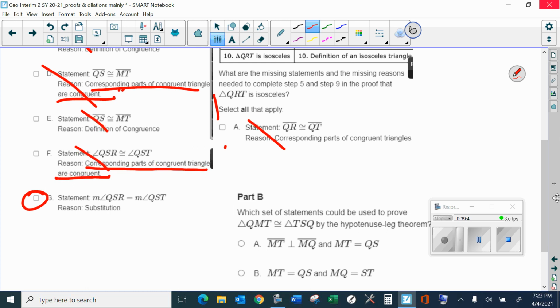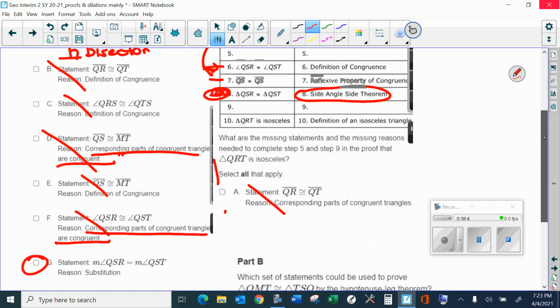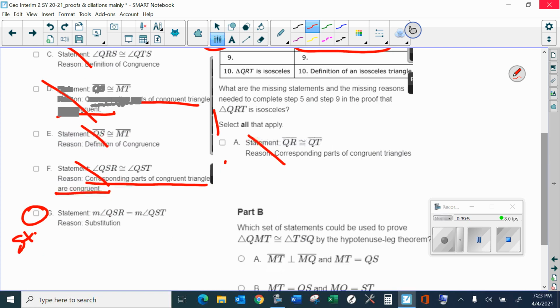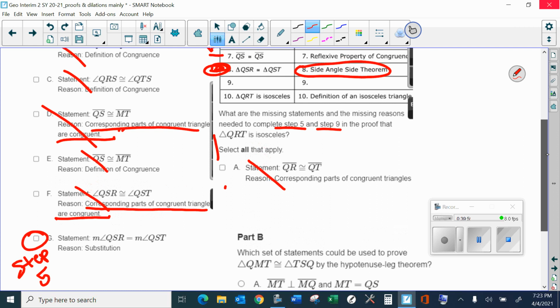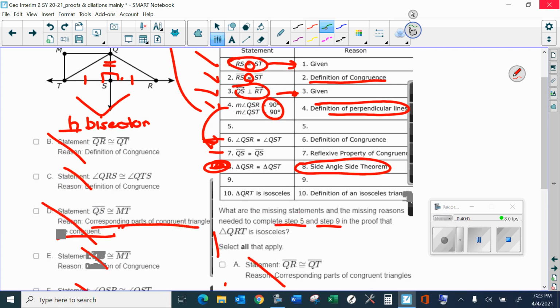Oh, and step 9. Oh, dang it. Okay, so that's why this one is step 5. That's why it says select all, because you've got two steps you're answering for. So there's step 5. Now step 9, let's change the color to green for step 9. Step 5 was just saying that this angle is congruent to that angle. Now I can say again that the two triangles are congruent.